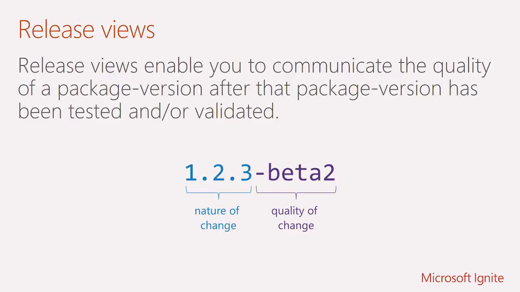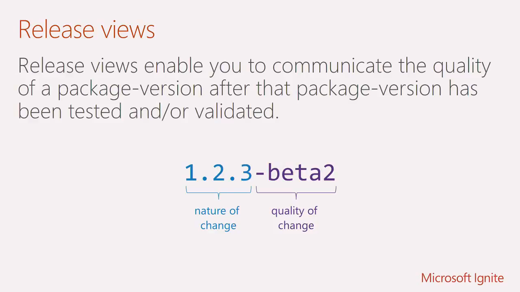So in terms of versioning, we've had Semver 2 is now supported by NuGet, has been for a little while. Now we need to be able to communicate information. So this is something that Microsoft have done. We'll wait and see how well it's accepted. The nature of the change there, 1.2.3, that's okay. But how do we communicate the quality?